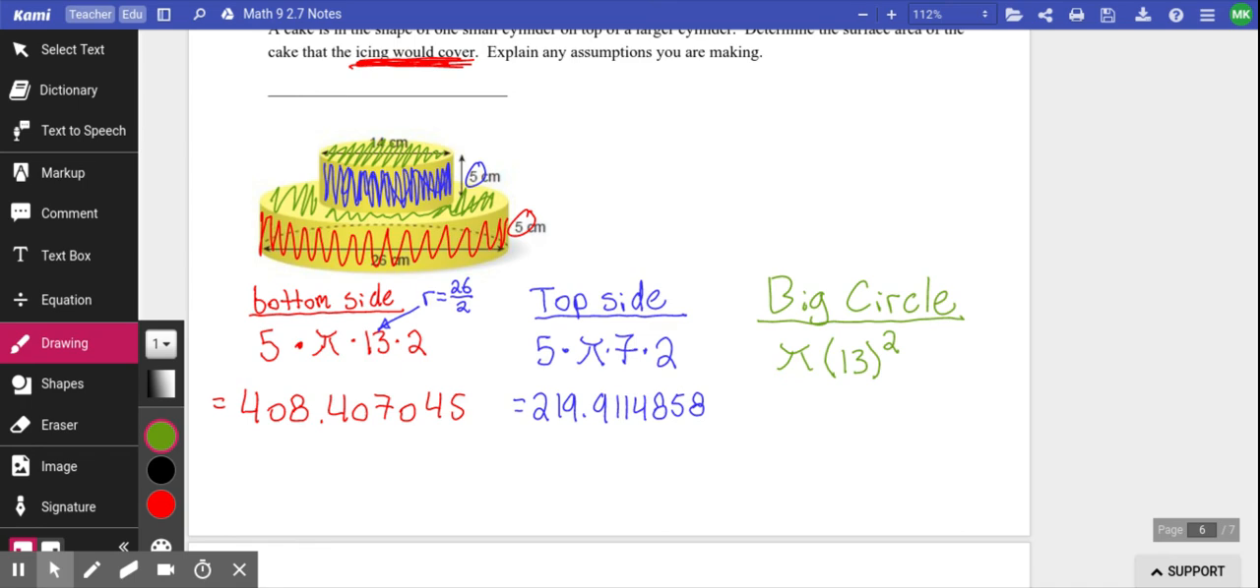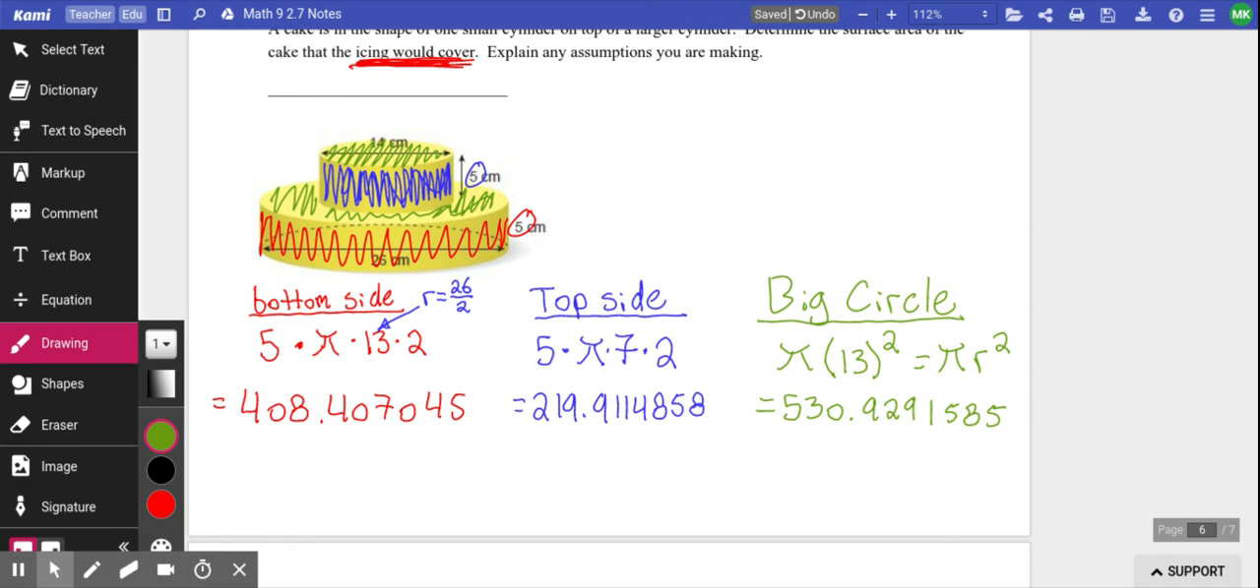What's the formula for the big circle? Pi r squared. So the area of a circle is pi r squared. If you put that in your calculator, the area of the circle should give you 530.9291585.